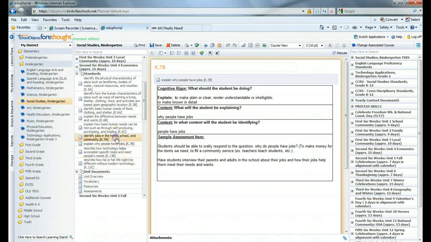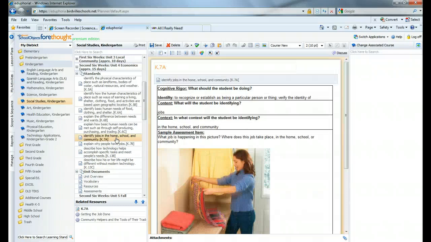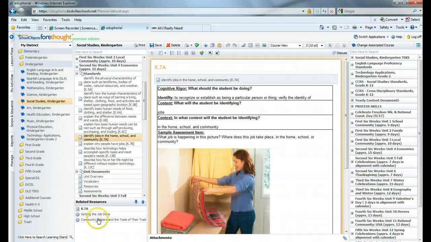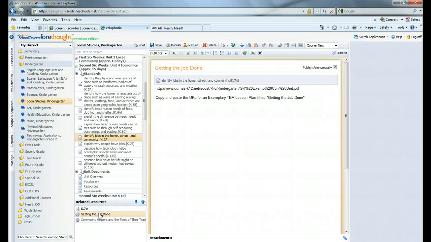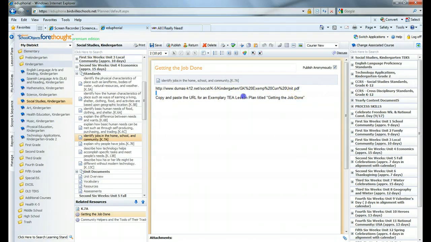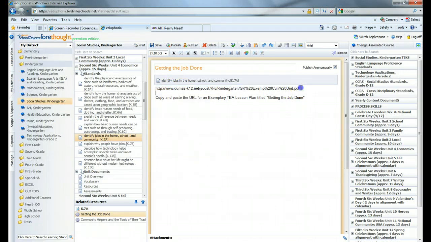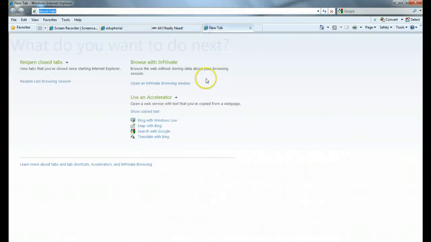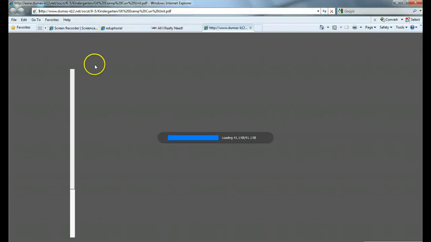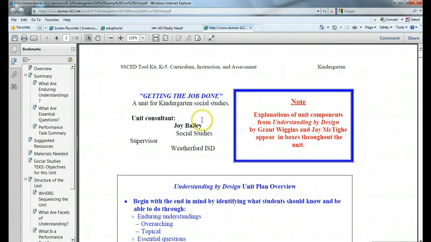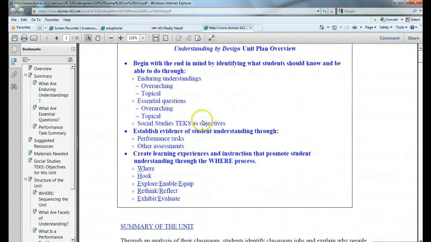And then they can then identify jobs in the home school community. And here's some sample lessons as well. Getting the job done is something that they can look at, and you can just copy and paste this. Now this actually is very interesting. I found this, and what you would do is you just copy and paste it, and what this came from was an exemplary TEA lesson, which I went and found, and I was so excited about it. And it talks here about all the pieces that go with it. It came from Weatherford ISD.